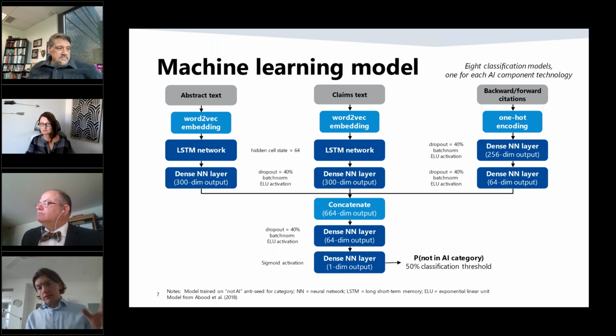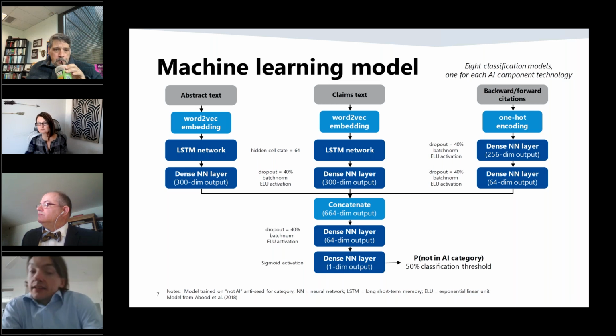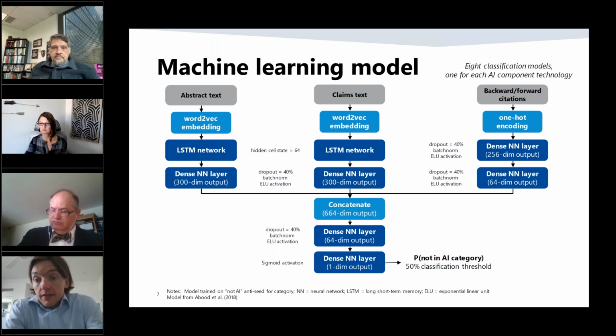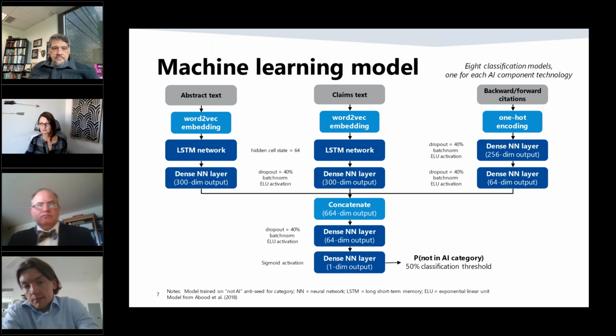Now, I don't want to spend too much time on this slide. We didn't do a lot of innovation here. We basically just added the claims into the approach that was developed by Abud and Feltenberger. This is the architecture of the top model that they described in that paper. More or less, you take the abstracts, you take the claims. We did add the claims.